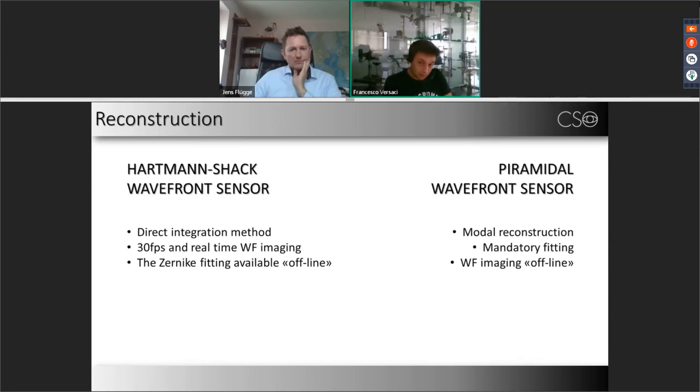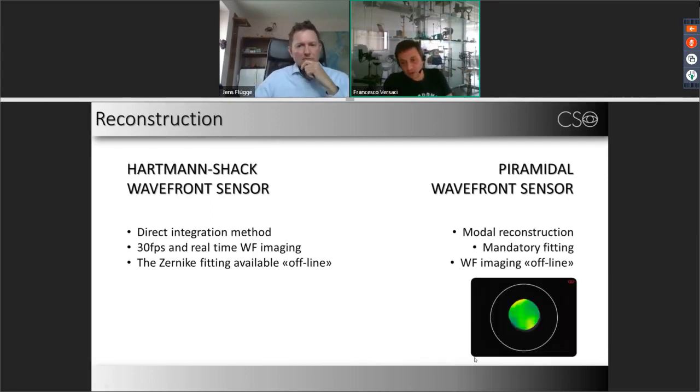What actually happens in the pyramidal wavefront sensor is that we don't use a model reconstruction, so we can go with a direct integration method. This is because our samples are so dense that we don't need to have a model. The direct integration methods are usually very fast, and so we can have 30 frames per second and real-time reconstruction of the wavefront.